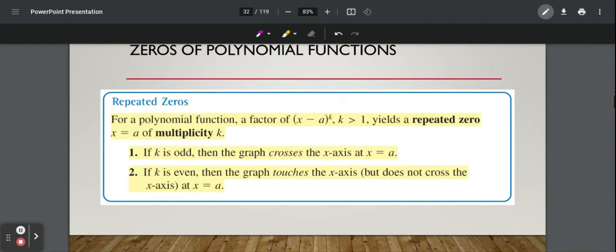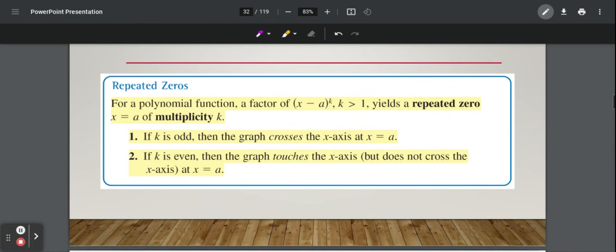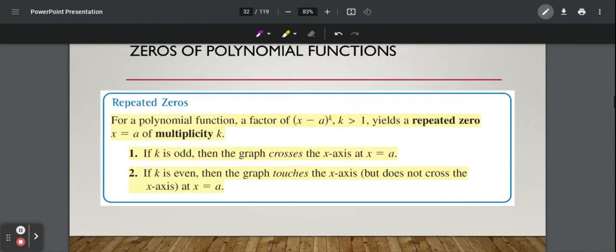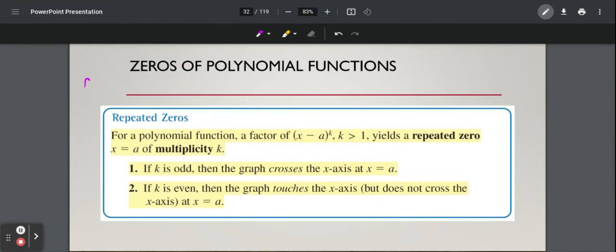So if you have repeated zeros of a polynomial, those are said to have a multiplicity of higher than 1. They occur more than once. So an example would be if you had a function, and sometimes when it's in factored form, maybe you have (x - 2)^2 times (x + 1)^3. So the zero at 2 would have multiplicity 2, and the zero at -1 would have multiplicity 3.